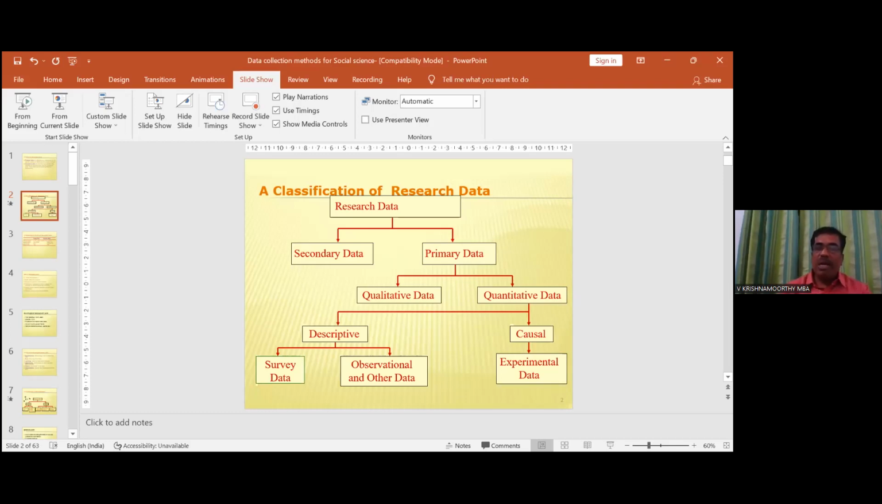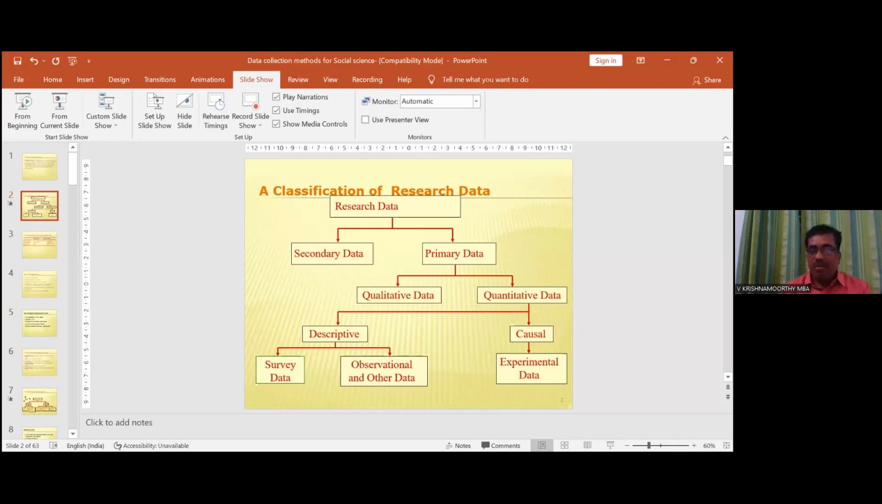Okay, now how can you collect data? Even though it's primary data, you can collect the data with the help of the observation method. Similarly, let's take the other one, experiment data. Experiment data normally comes under causal research.